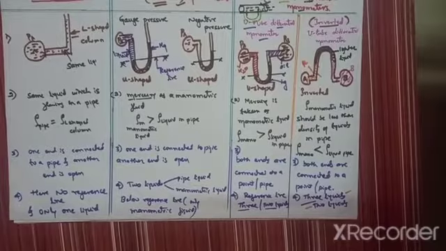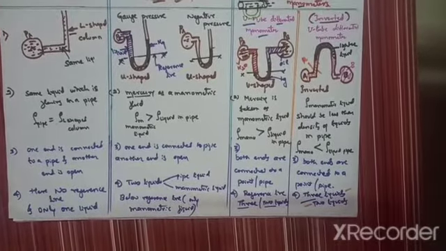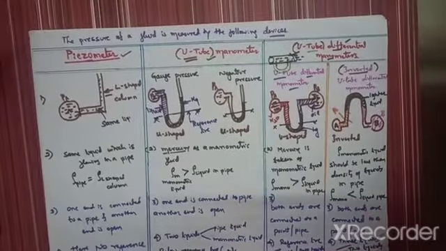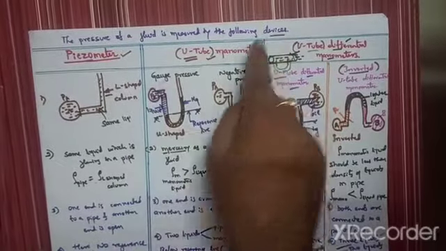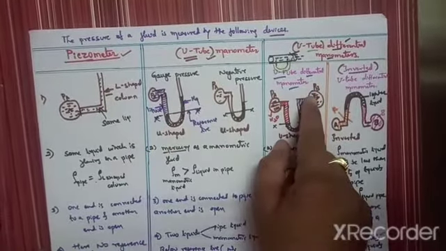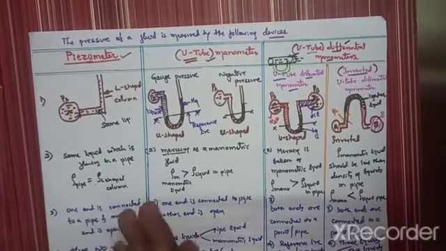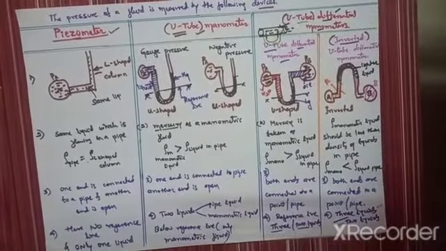So these are the 4 differences between each manometer. Even though manometers are used for measuring the pressure difference, that is the reason I have written here: the pressure of a fluid is measured by the following devices. All devices are used for measuring the pressure or pressure difference between 2 points. But what is the difference between these two? This is what we have discussed here.